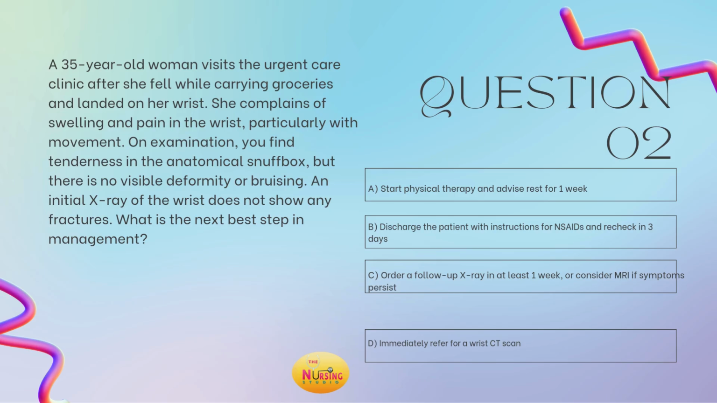Is it A, start physical therapy and advise rest for 1 week? Is it B, discharge the patient with instructions for NSAIDs and recheck in 3 days? Is it C, order a follow up X-ray in at least 1 week or consider MRI if symptoms persist? Or D, immediately refer for a wrist CT scan? Take a moment and tell me what you got in the comments, y'all.